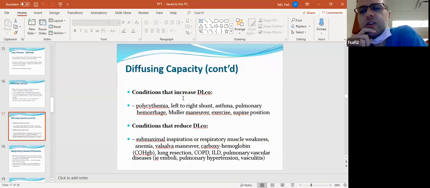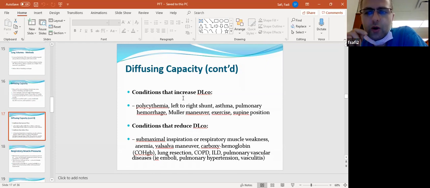What are the factors that reduce a DLCO? The first one that can reduce a DLCO is anemia. When you have anemia, you have low blood and therefore can decrease a DLCO. Valsalva maneuver can decrease a DLCO. Lung resection, for obvious reasons. COPD, not all COPD, mainly emphysema, because there will be destruction of the alveoli and therefore there will not be much diffusion. Pulmonary vascular disease, for example, pulmonary hypertension and pulmonary emboli.